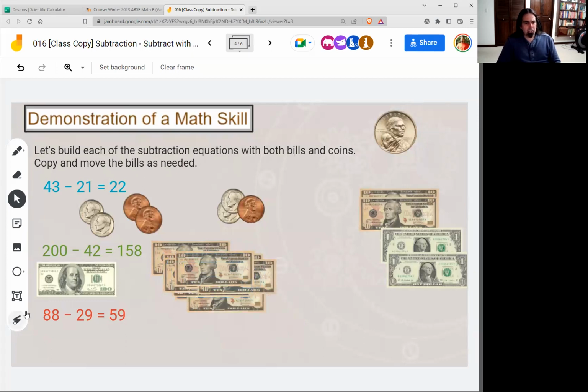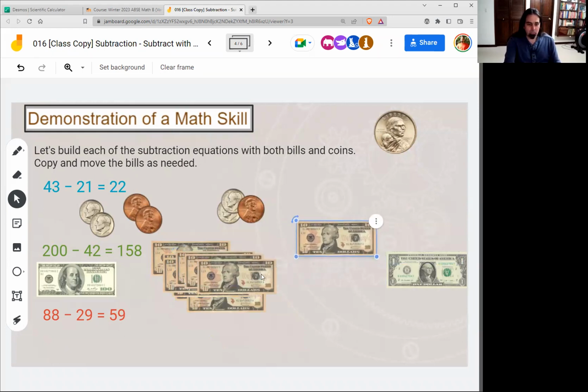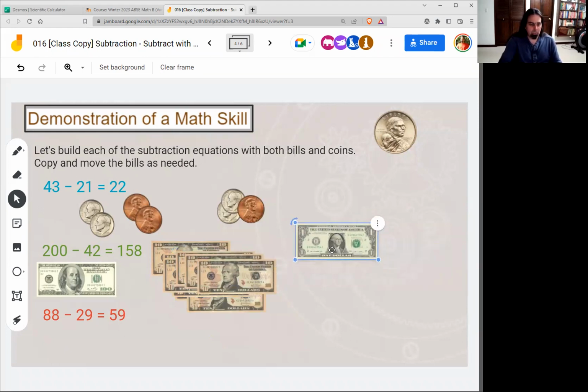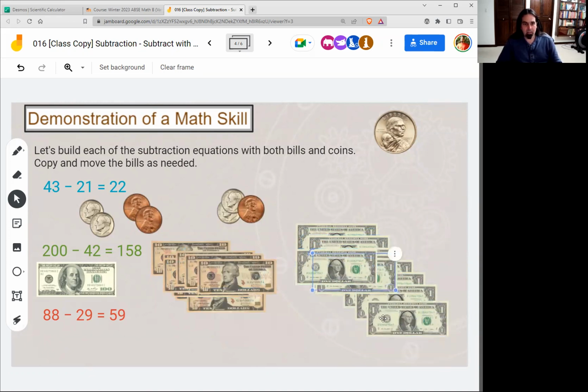I'm also going to need some ones because I want to get rid of 42. Okay, so take a $10 bill. Swap it for 10 ones. 1, 2, 3, 4, 5, 6, 7, 8, 9, 10. Okay, now I have my 10 ones. Get them out of the way of the third problem.